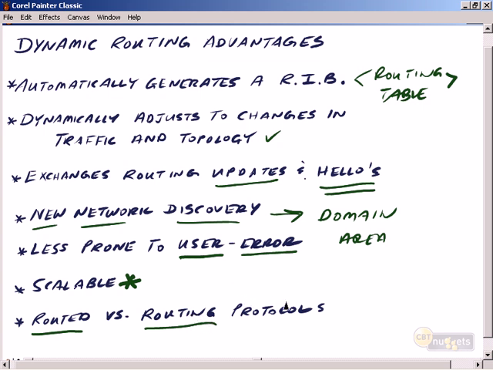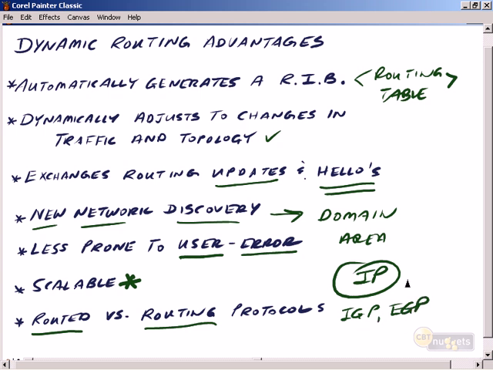So an example of a routed protocol would be the IP protocol, IP version 4, IP version 6. A routing protocol is basically the one that does the routing, or it's the one that's involved in next hop routing. And those routing protocols are the ones that we're going to focus on from here on out. And by the way, they can be interior gateway protocols or exterior gateway protocols.